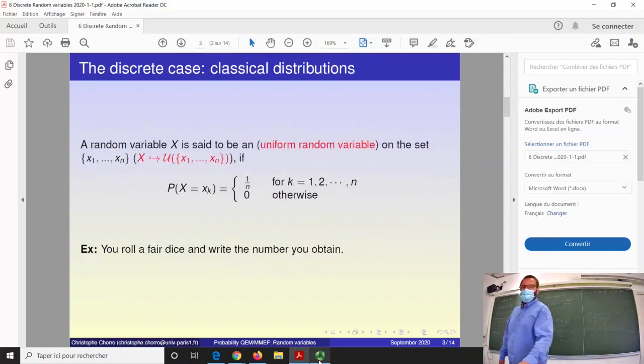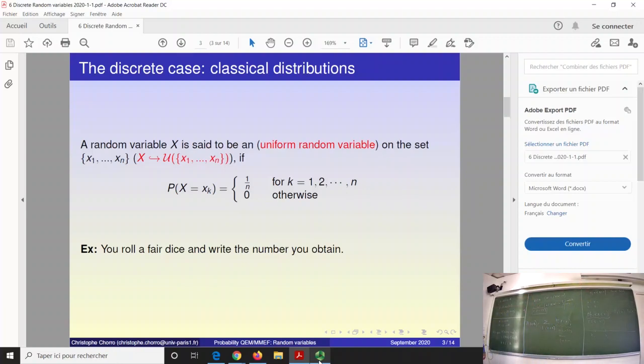Okay, so first case, classical distributions, and by classical distribution, I mean things that you have to know for the midterm exam typically. Of course, there are other distributions, but the ones that are considered as included in the course are these ones.